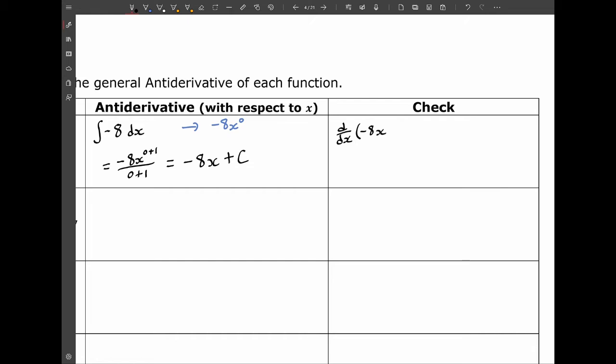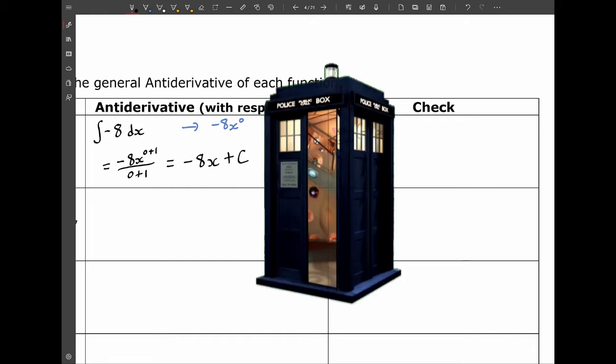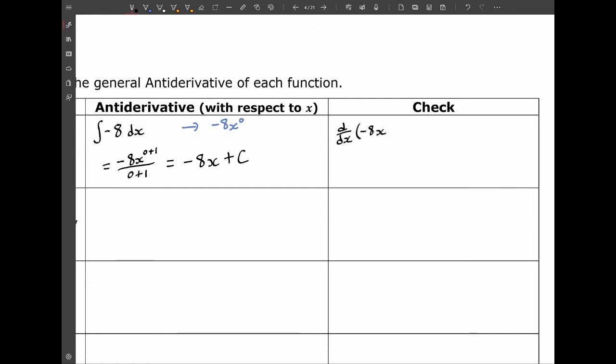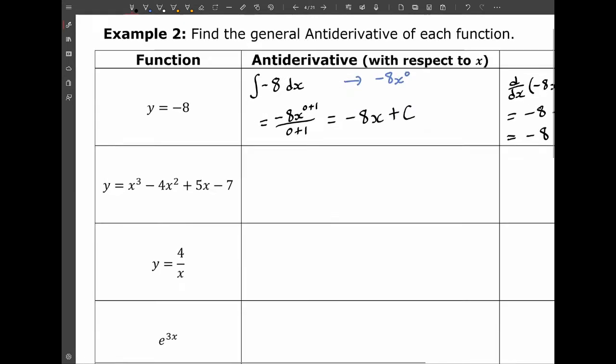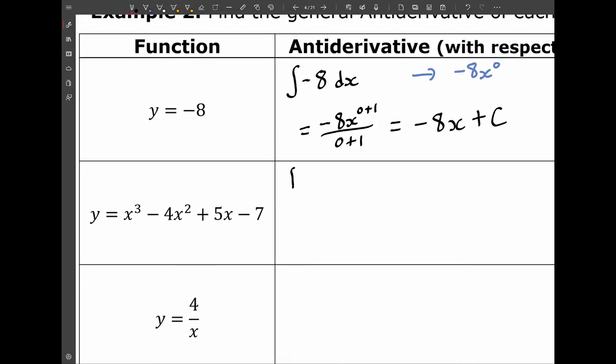It's really important when we're taking the antiderivative. We acknowledge that there is a potential constant there. That constant could be 0, but it could be literally infinitely anything else. So I'm going to take the derivative of -8x plus c, important, and I find, hey, the derivative of -8x is just -8. The derivative of any constant is just 0, so that gives me -8. Perfect.